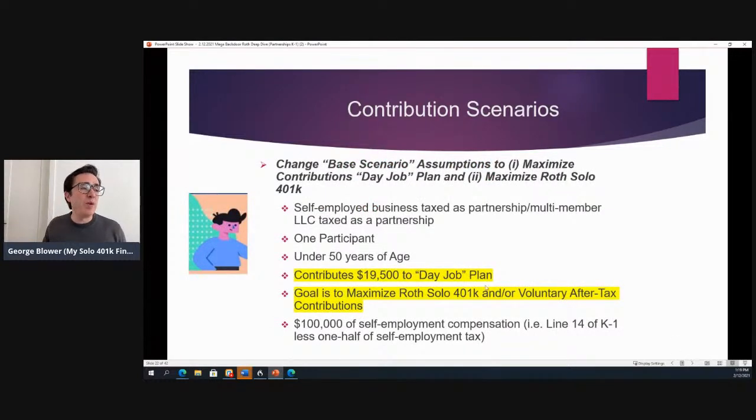Now let's go back to the base. The person's back under 50 years of age. They're contributing $19,500 to their day job plan, and then they want to not make any pre-tax contributions, just make Roth and or voluntary after-tax contributions.